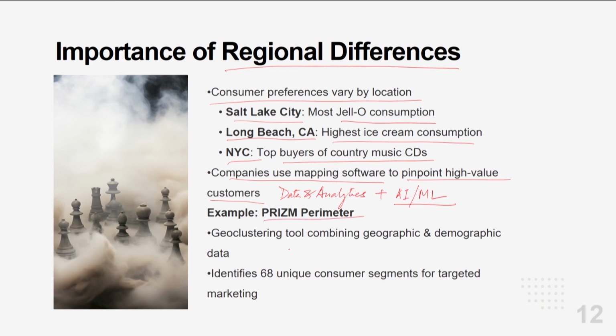Prism Perimeter, for example, they have used a geoclustering tool combining both geographic and demographic data, and are able to pinpoint how their consumers are working, and they in fact have identified 68 unique customer segments, and they are able to individually tailor their communication to each of these targeted audiences, so that their marketing actually gets them the right kind of output, the right kind of ROI at the end of the spend that they have incurred.